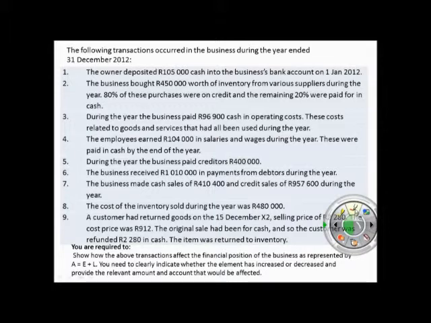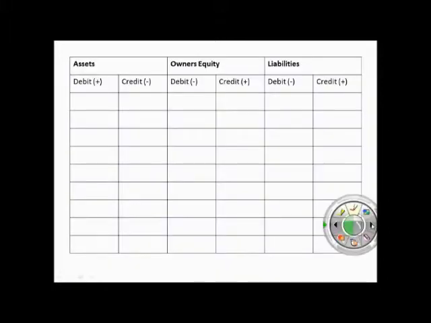So to start off with, what I have done is prepared a template that would much resemble what you would set up in an answer in an exam or in a question to an assignment, where we've got our assets, we've got our owner's equity, and we've got our liabilities. And then underneath that, I've gone one step further, just for the purposes of this example, to show whether it's going to increase with a plus or decrease with a minus. Remembering that each account also has a debit or credit side to that element.